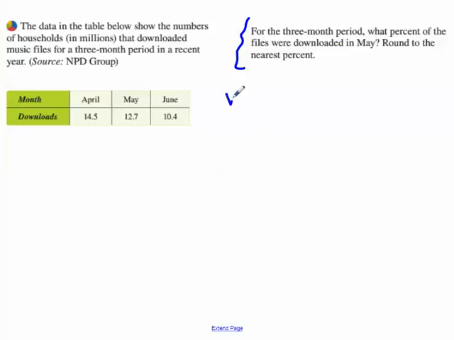Let's see, what percent in May were downloaded? We've got to rephrase this as something that we can use.